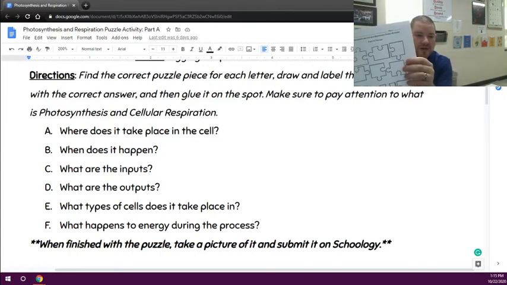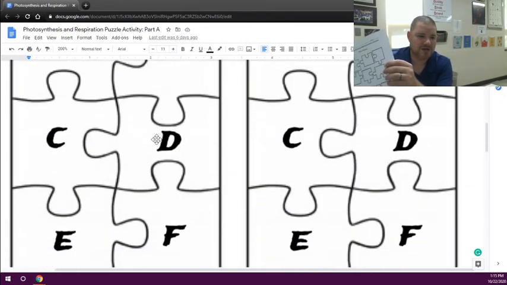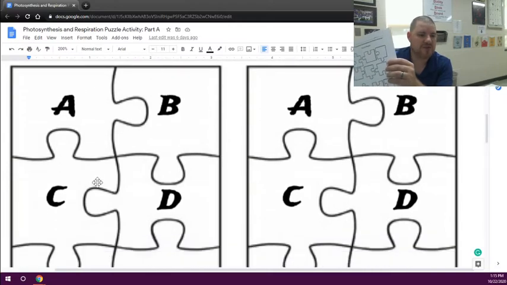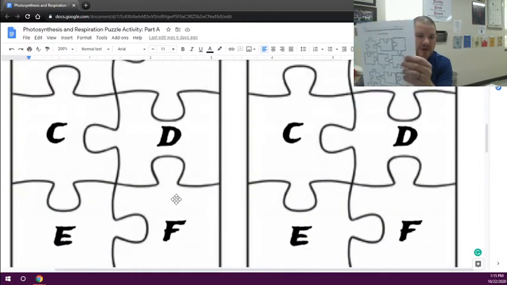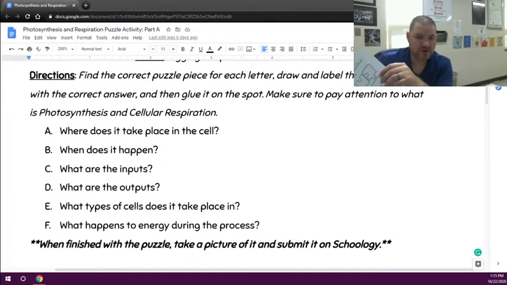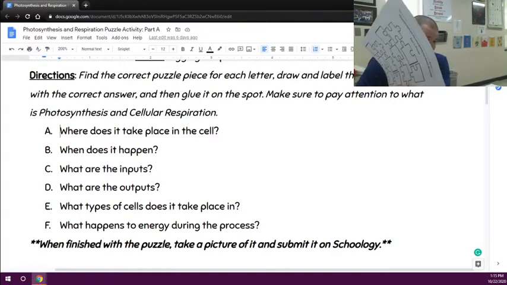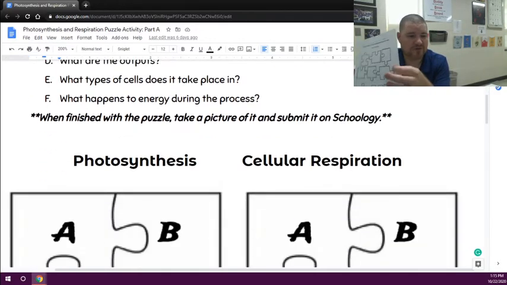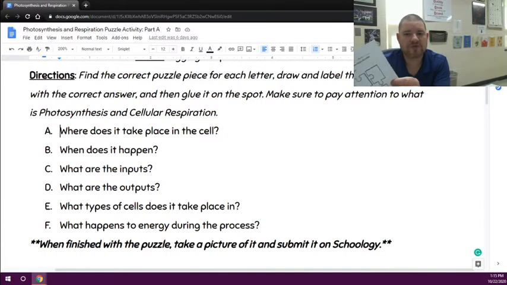Down below here, there is a puzzle where I've labeled them A, B, C, D, E, and F. You have to find the puzzle piece, and then answer the question that goes along with that letter. Like A: where does it take place in the cell? If you're looking at photosynthesis, you're asking where photosynthesis takes place in the cell. You're going to find the piece that matches the same shape as A.